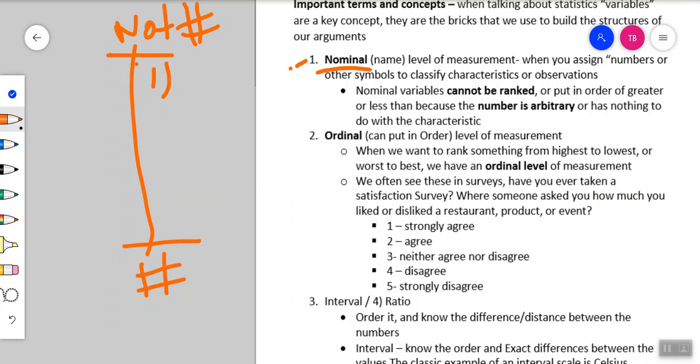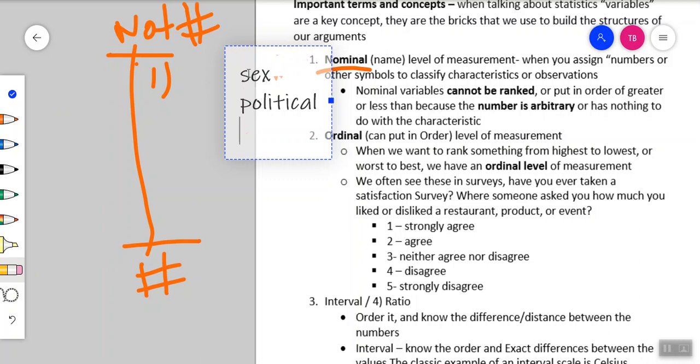So nominal would be like someone's sex, someone's political party. The basic idea being you can't actually put a number to it. So let's just type it like this. So sex, political party, someone's, if they're like a freshman, so their class rank. And these are all things that you could talk about that don't necessarily have numbers associated with them.